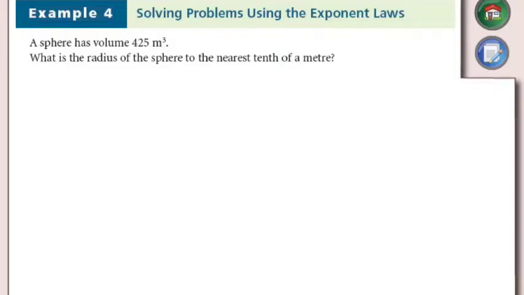So we have a sphere having a volume of 425 cubic meters, and we want to know what the radius is. Well, to do that, we need a formula. The formula relating radius and volume of a sphere is V equals 4/3 pi r cubed.